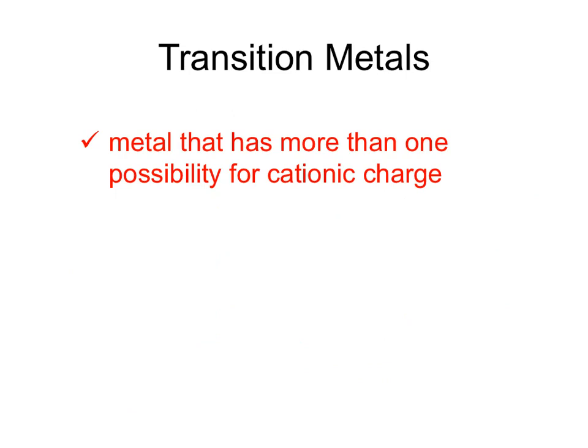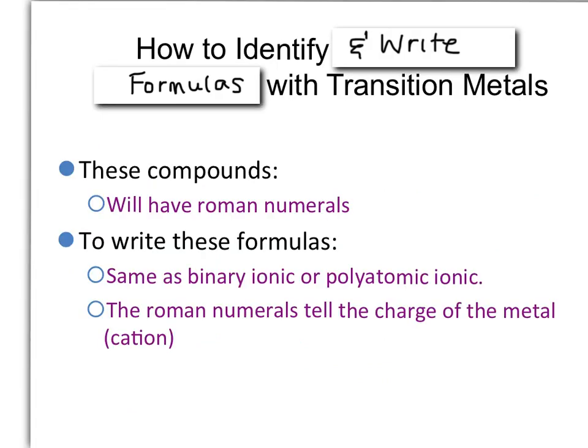So just remember that transition metals are in group B. They're your type 2 metal. They have more than one possibility for cation charge. So how do we identify and write formulas with transition metals? We're going to do the exact same thing that we've just done, but we're looking out for that Roman numeral. The Roman numeral will tell us the charge of that type 2 metal.